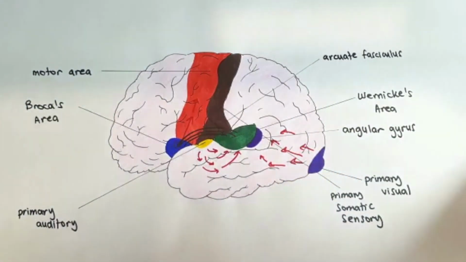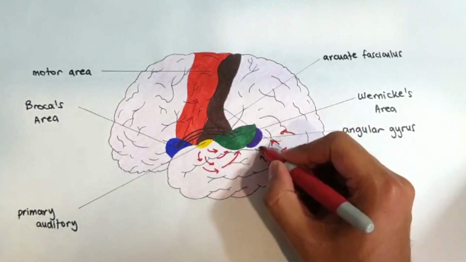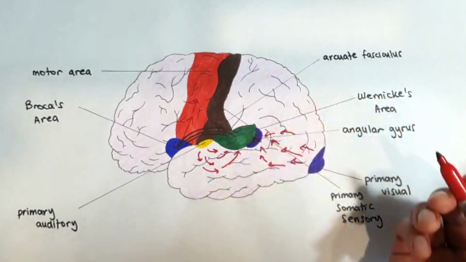Now, the angular gyrus is located behind the Wernicke's area, and it has many different functions. But the ones relevant to our video include reading, writing, and interpreting what has been written. So, the extra step that seeing a word follows is going through the angular gyrus.